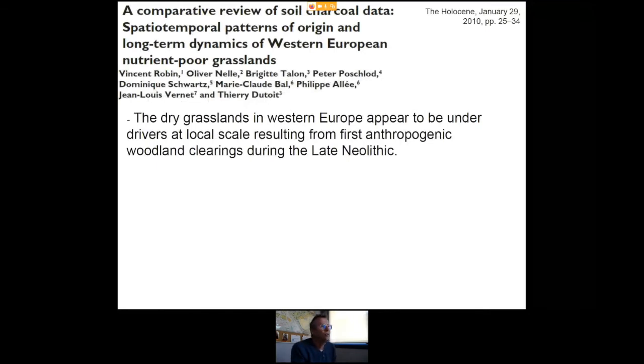So to conclude about the origin, it seems that most of the dry grassland in Western Europe appear to be under drivers at local scale, resulting from first anthropogenic woodland clearing during the late Neolithic or Bronze Age.